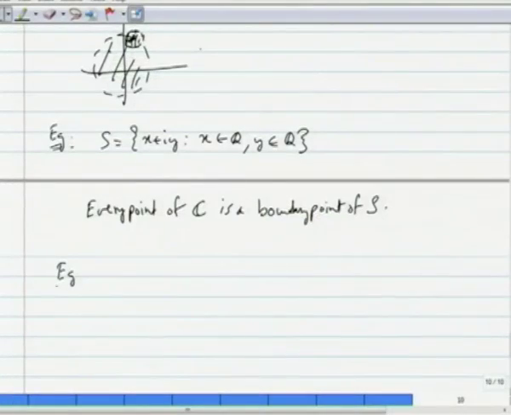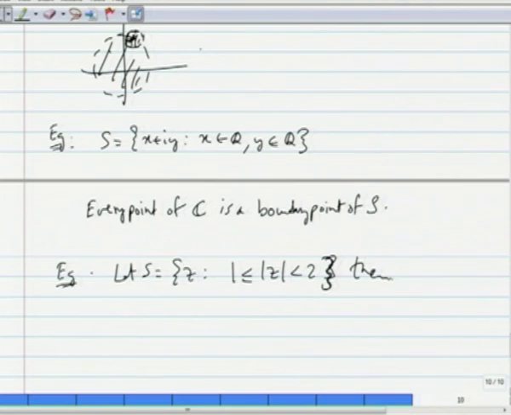So, then every point in the complex plane is actually a boundary point of the set. Okay. So, that is another example. Here is yet another example. Let S equal the set of all Z such that 1 is less than or equal to mod Z, which is less than 2. Then the boundary, that is a curly bracket. So, what is the boundary of S?